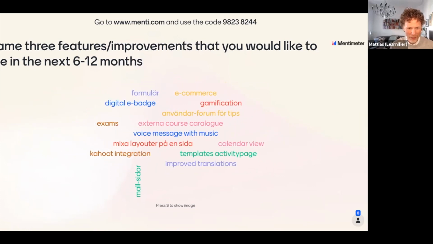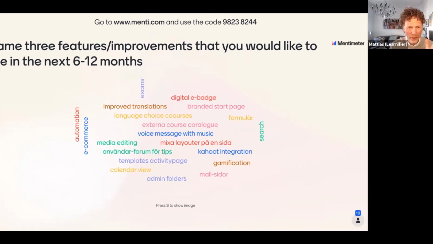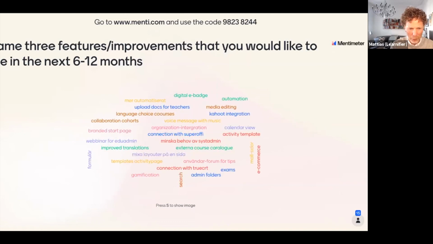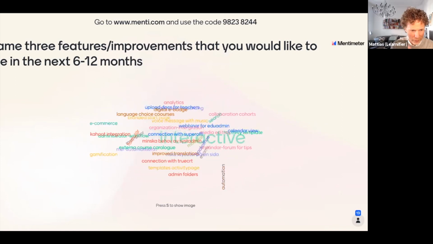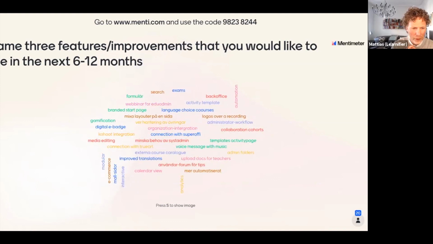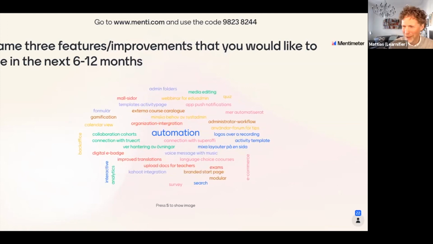Wow, I love voice messages with music. Gamification, digital e-badge. It's exciting. Automation. It might be that for some of these we might have to reach out and ask for additional details. Kahoot integration. Interesting. Logos over reporting. A lot of great ideas. I'll let this one be open for a bit more so that you have a chance to see. Kind of excited to see that automation stands out this far. Let's see if it stays that way.